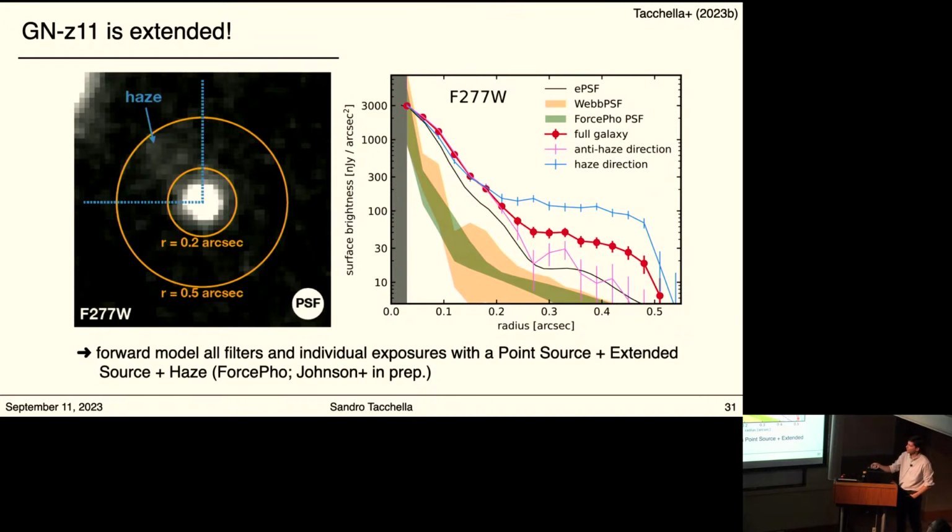We use here the code ForceFlow that Penn Johnson has been developing over the last few years, which is really cool because it allows you to forward model not just the data on the mosaic level, but actually on the individual exposure level. And this is very important, because you really want to get most of the information out of the data. When you combine everything into a mosaic, you always destroy information because you are combining it onto a new pixel grid. So you really want to work with the individual exposures to get the most out of the spatial resolution we can obtain with JWST.